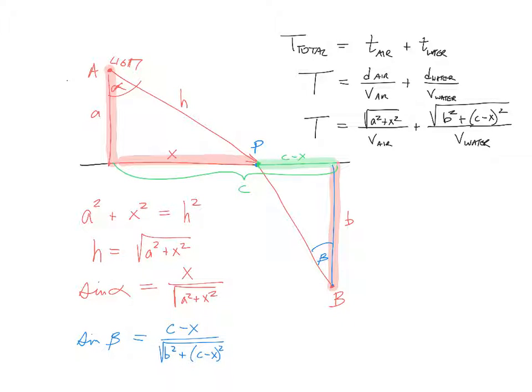And so again, think of what's happening here. X is moving along here. X is the only thing that's changing. The length from A to P is a fixed length. The length from P to B is a fixed length. The speed in air and the speed in water are fixed amounts. Everything in this equation is a constant except x.